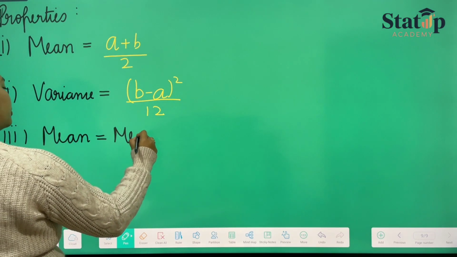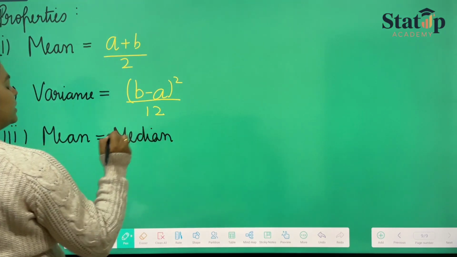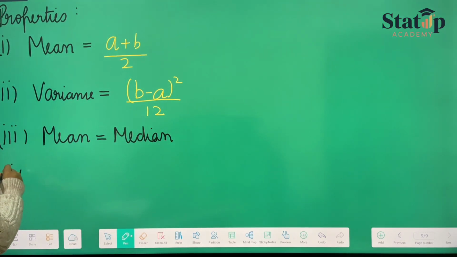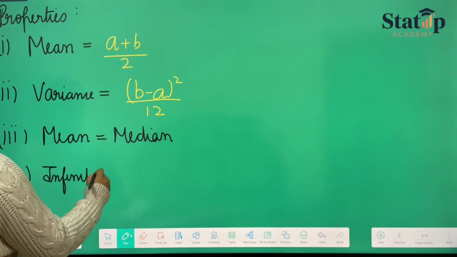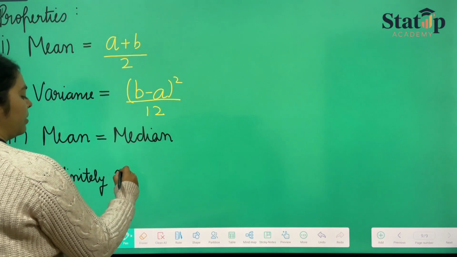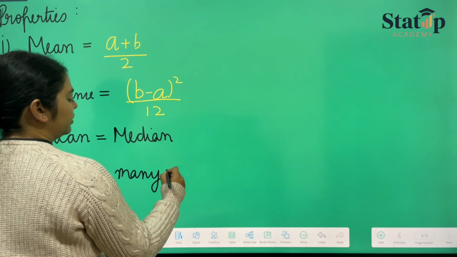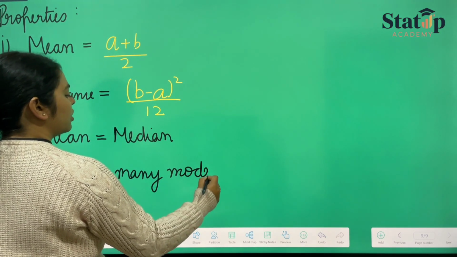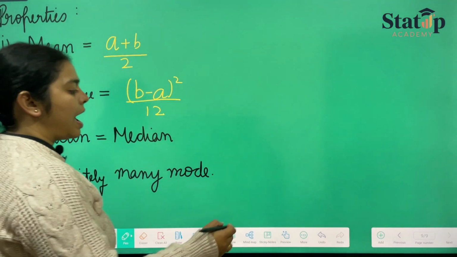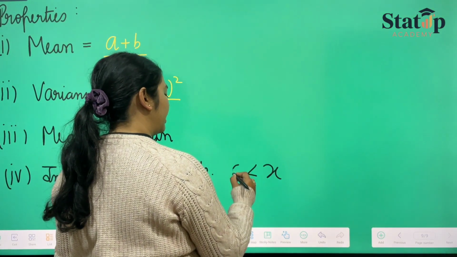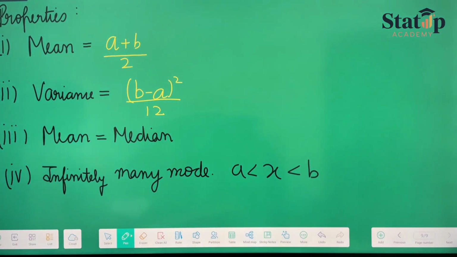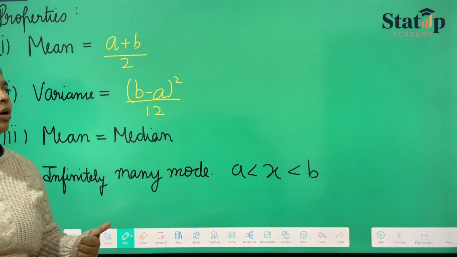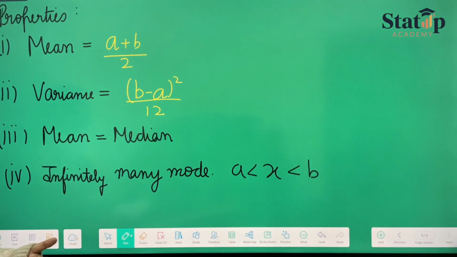And in this also, mean and median are equal. In a uniform distribution, mean is equal to median, and it has infinitely many modes. Mode may occur at any point x, and x always lies in the interval a to b. So this is how we calculate mean, variance, median and mode of our uniform distribution.